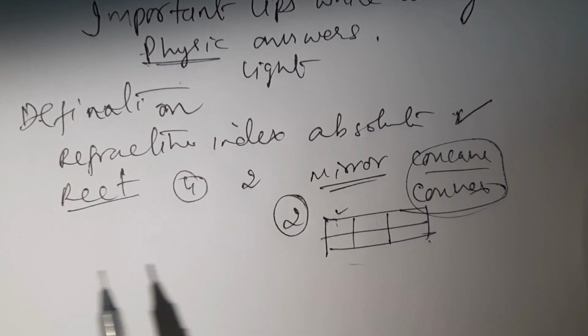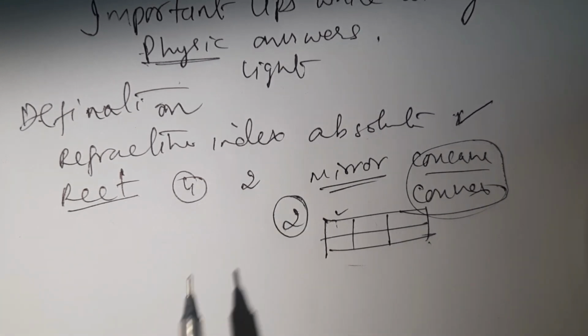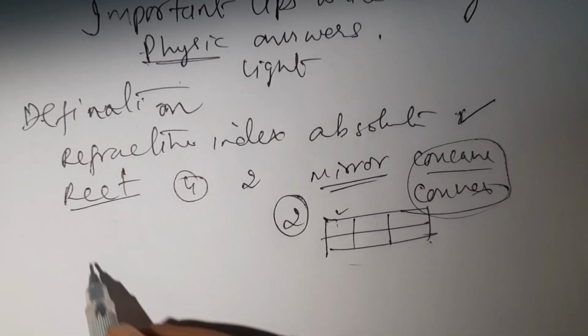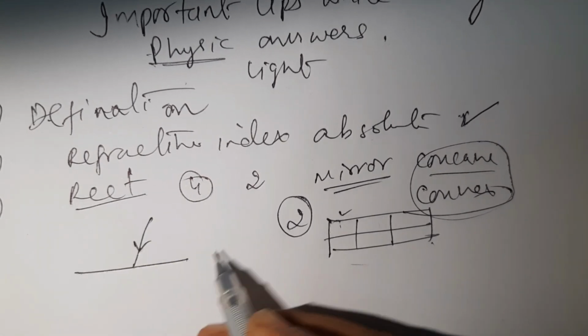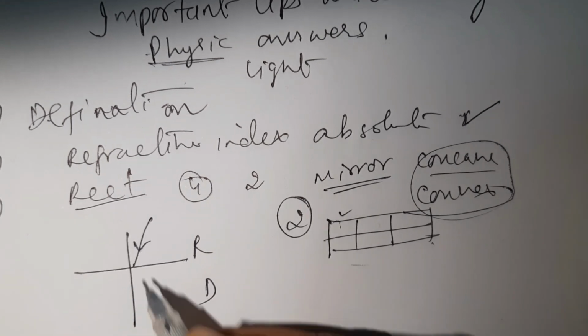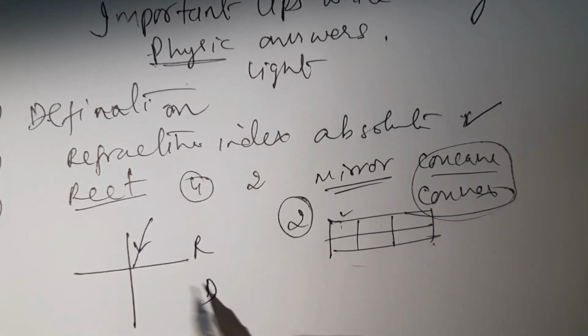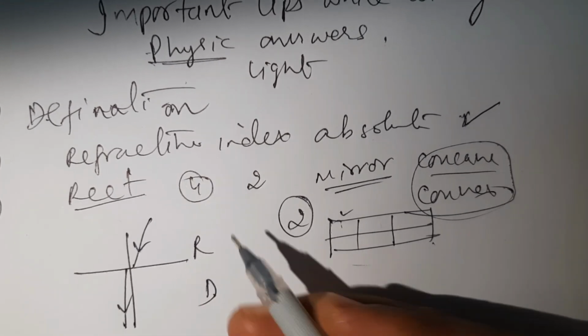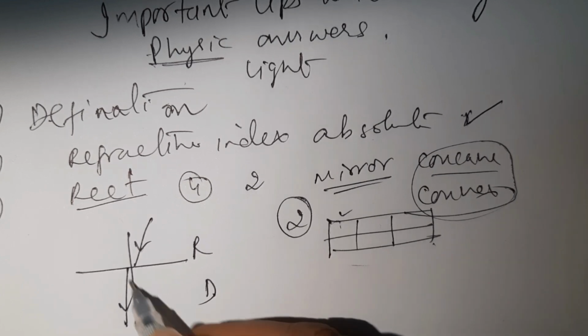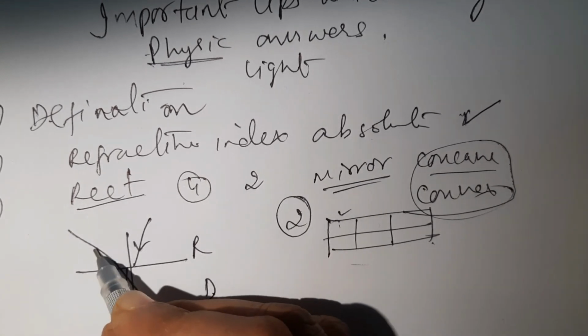So basically, revise definitions and then the rectangular glass slab experiment, and concentrate more on where the ray will bend if it is entering from rarer to denser. So when it enters from rarer to denser, it will bend towards the normal. If it is moving from denser to rarer, it will move away from the normal.